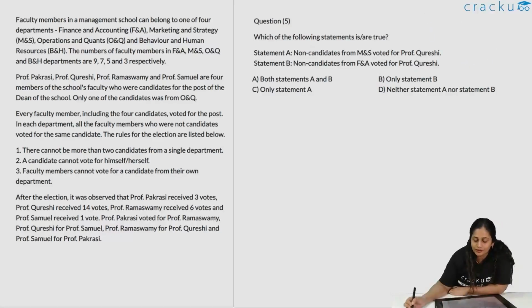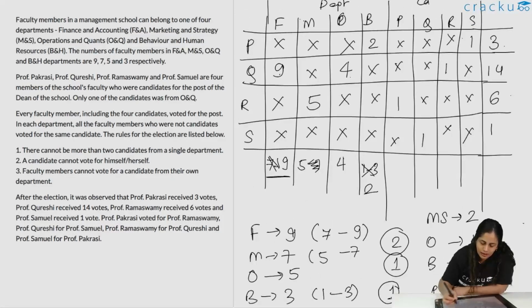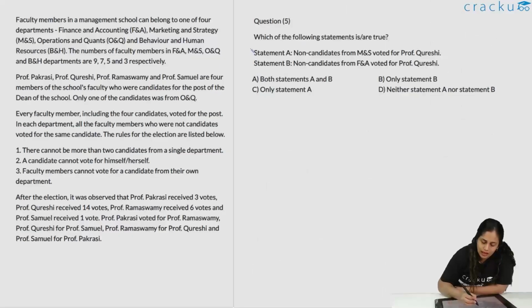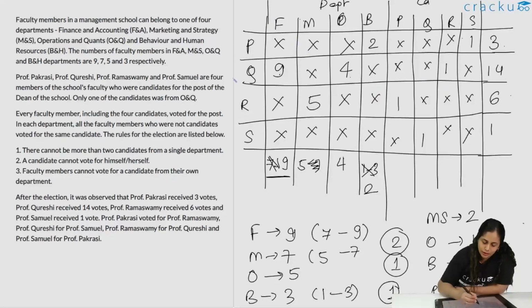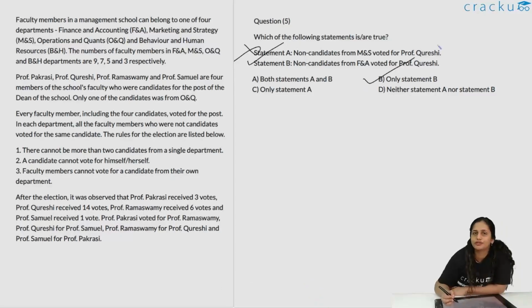The last question is, which of the following statements is or are true? Non-candidates from MNS voted for Professor Qureshi. Non-candidates from MNS voted for Ramaswamy, not Qureshi at all. So this is untrue. Non-candidates from FNA voted for Professor Qureshi. This is true. Non-candidates from FNA did vote for Professor Qureshi. So only B is true. So the correct option to choose is option B.